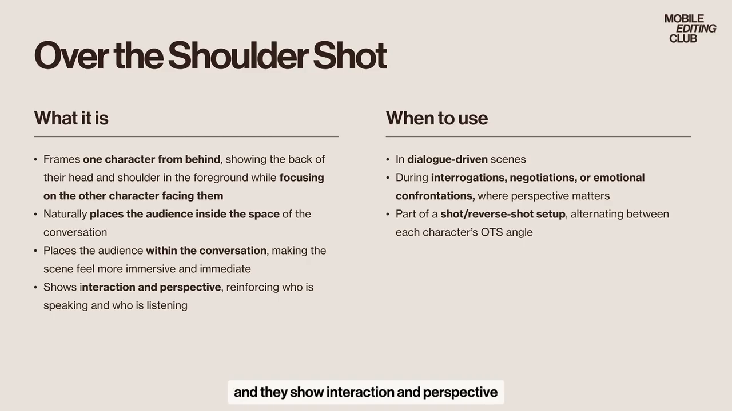And they show interaction and perspective clearly, reinforcing who is speaking and who is listening. The framing makes the conversational dynamic obvious and readable. The OTS creates spatial relationships that feel natural and intuitive. The foreground element, the back of one character's head and shoulder, grounds the shot and provides depth. Without it, you just have a medium shot. With it, you have context, perspective, and immersion. The conversation feels dynamic and engaging rather than static, even though both characters might be standing still. Dialogue scenes rely heavily on OTS framing. It's the default approach for two-person conversations because it solves multiple problems simultaneously: coverage, perspective, spatial continuity, and engagement.